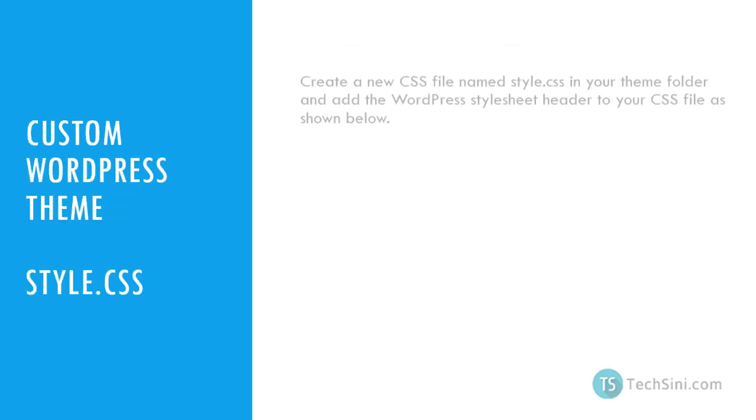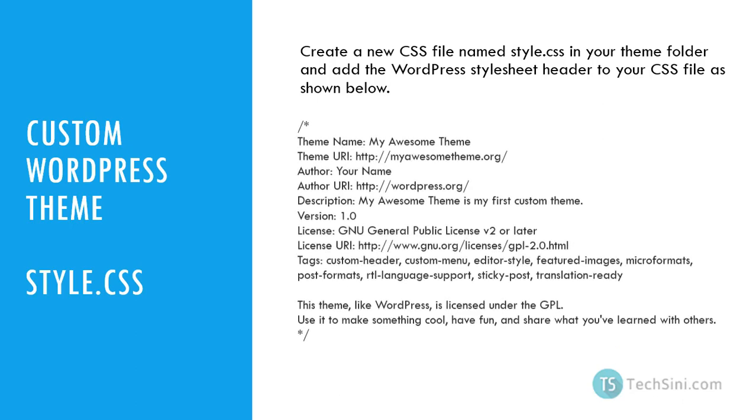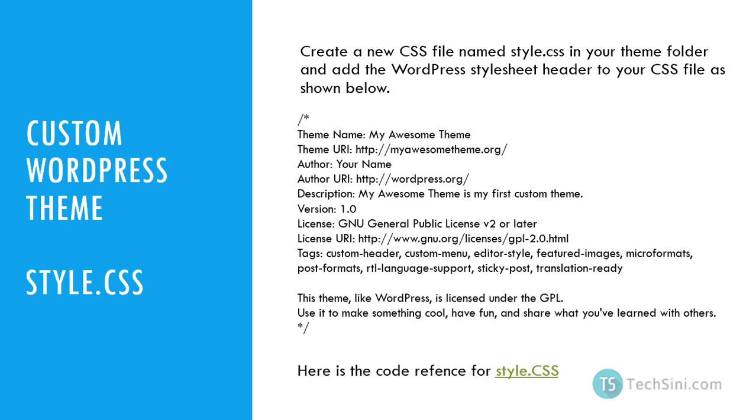Style.css. Create a new CSS file named style.css in your theme folder and add the WordPress style sheet header to your CSS file as shown below. Here is the code reference for style.css.